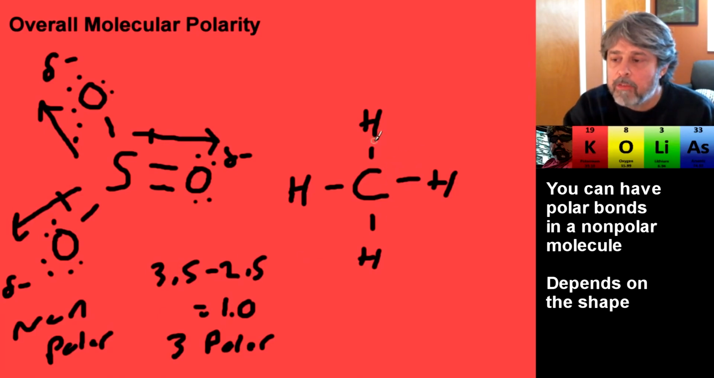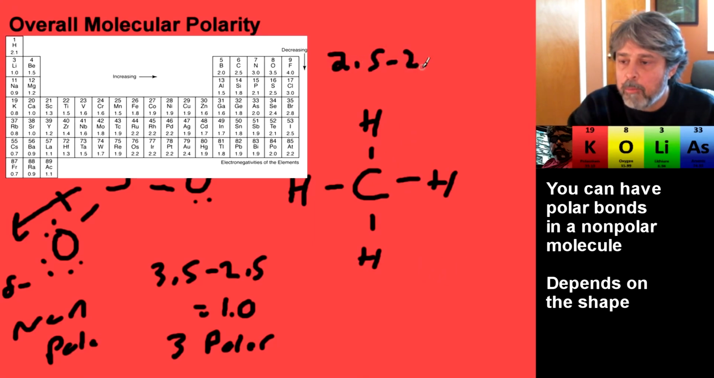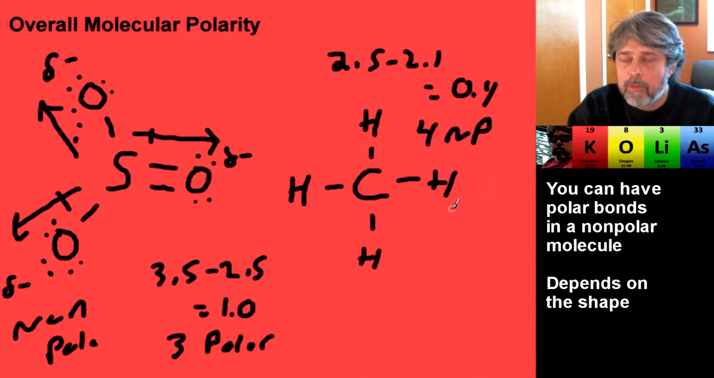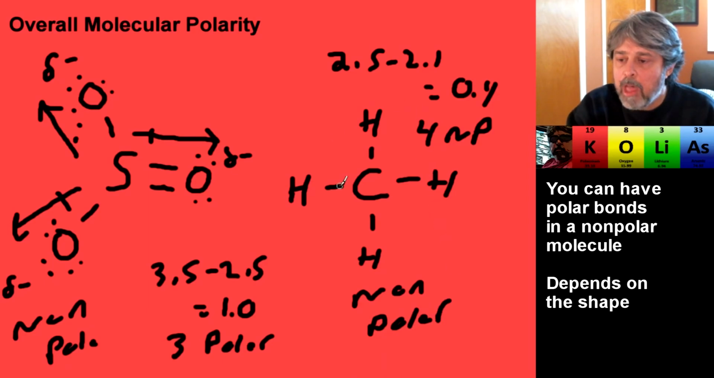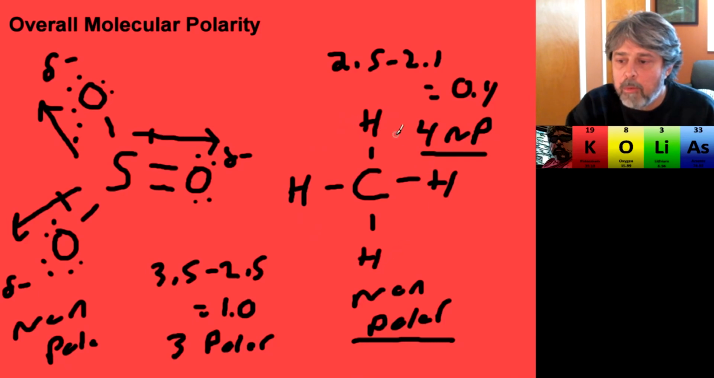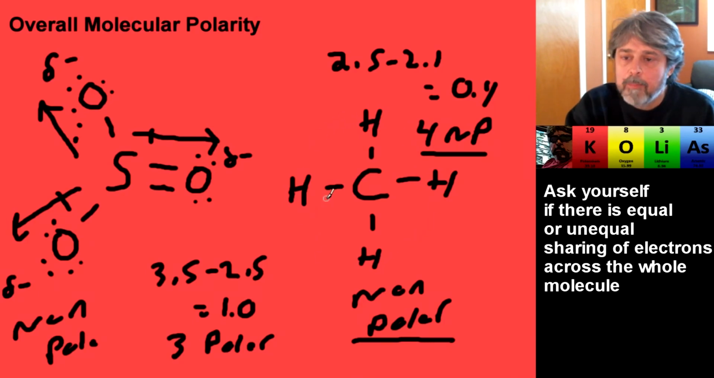How about this case? CH's 2.5 minus 2.1 is 0.4. So in this case, we have 4 nonpolar bonds. If they're all nonpolar bonds, then automatically this is a nonpolar molecule overall. You can't have nonpolar bonds and then have a polar molecule. That can't happen. There's no even reason to think about it, because there's equal sharing. There are no polar bonds. All these guys are sharing them equally.